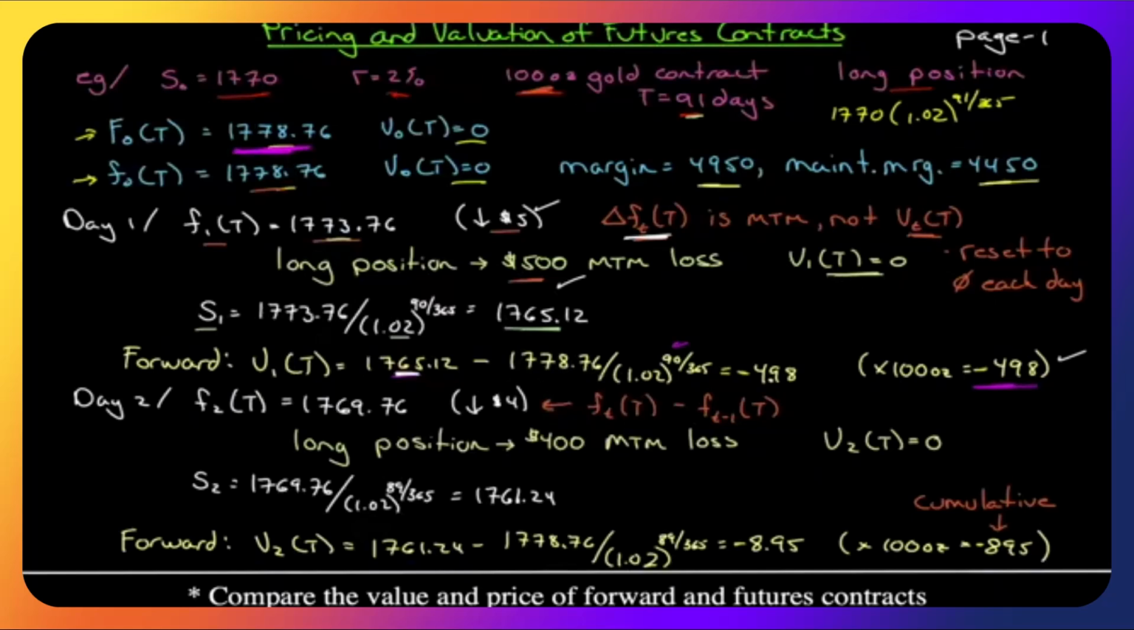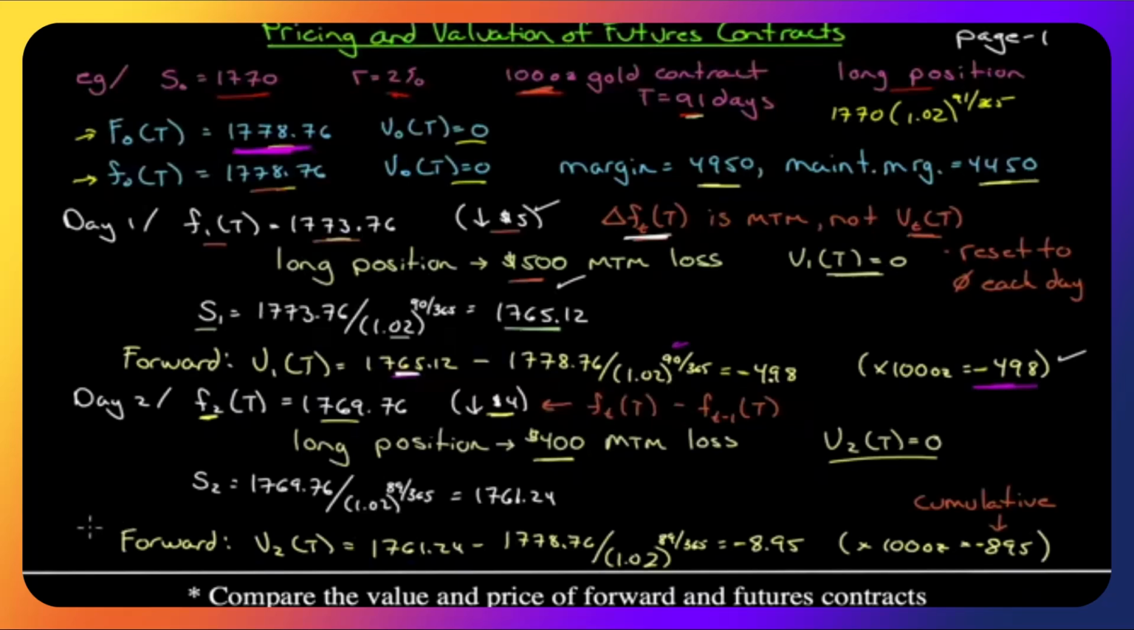Let's go to day 2. And you'll see that it carries over here. Let's drop the price of the futures contract by another $4. Again, note that I'm not dropping the spot price here. I'm dropping the futures price by $4. So the futures price is now $1769.76. The long position has another $400 mark-to-market loss. As soon as it settles up its mark-to-market loss, the value of the futures contract goes back to 0, because we're settling up every single day. So at any point in time, I don't owe you anything and you don't owe me anything. We've settled up, the value must be zero.